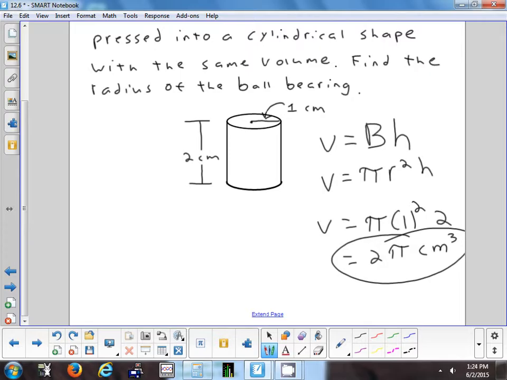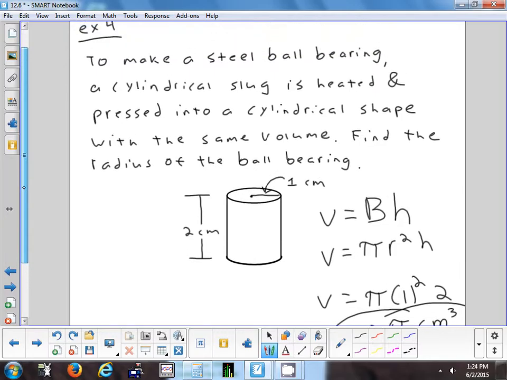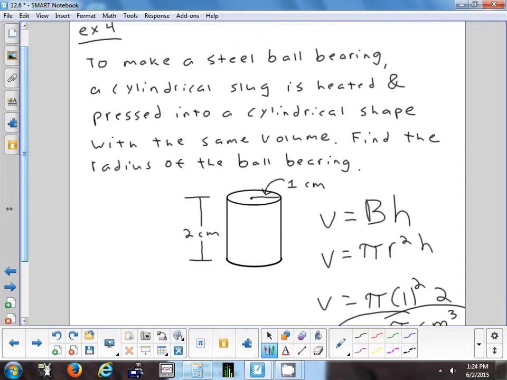Okay, good. So now I know how much material I'm starting with. Still doesn't answer the question. What would I do next? James? So we know how much material we're going to melt down, and we're going to form it into the shape of a sphere. That's what a ball bearing is. It's a sphere.